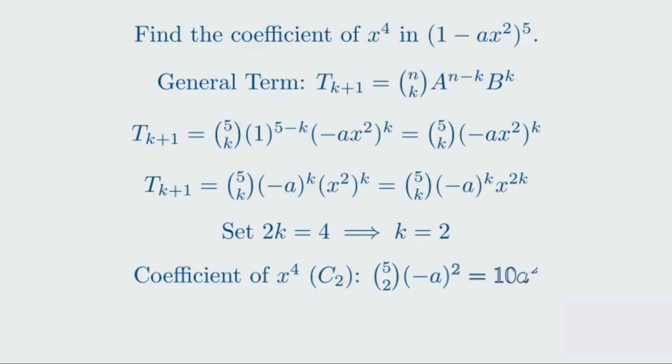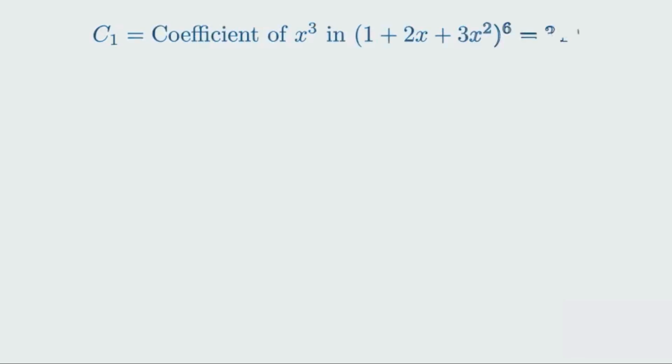Let's quickly recap what we've found so far. We determined that the coefficient of x cubed in the first expansion is 340. And the coefficient of x to the 4th in the second expansion is 10a squared.